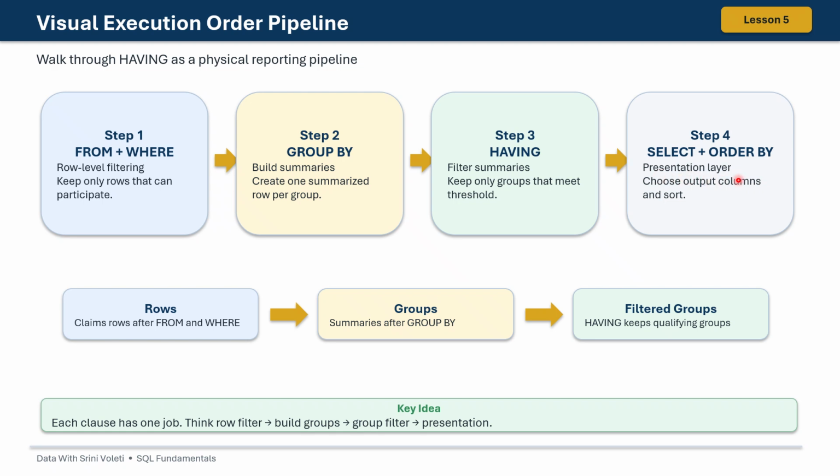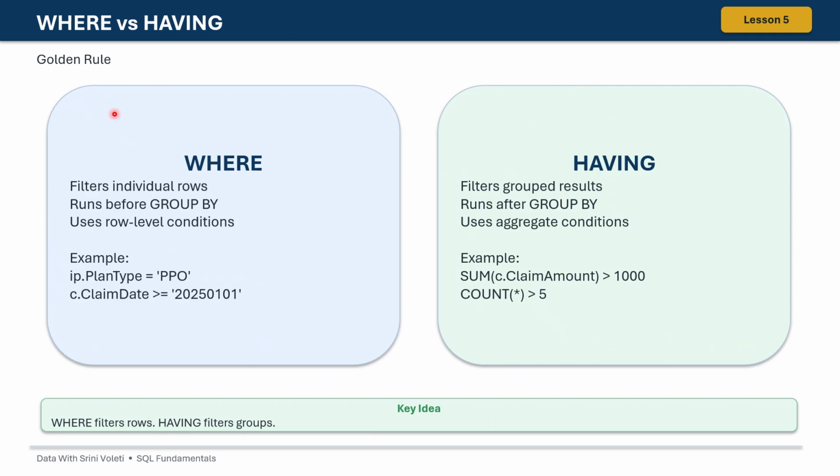Step 1. FROM and WHERE decide which row level claim records can participate in the report. Step 2. GROUP BY builds the summaries, such as one row per provider or one row per plan type. Step 3. HAVING filters those summarized groups after the aggregate values exist. Step 4. SELECT and ORDER BY become the presentation layer, choosing the columns and sorting the final report. To close: WHERE filters rows before aggregation, HAVING filters summarized groups after the aggregation.